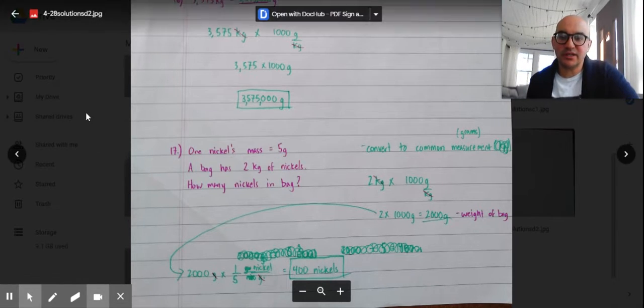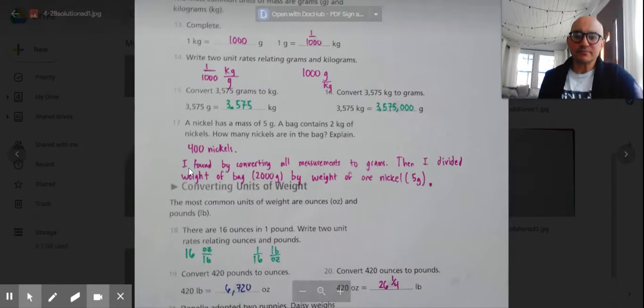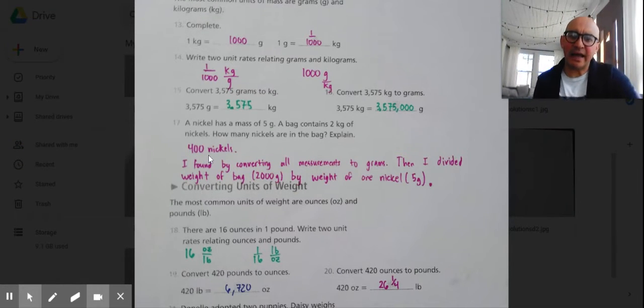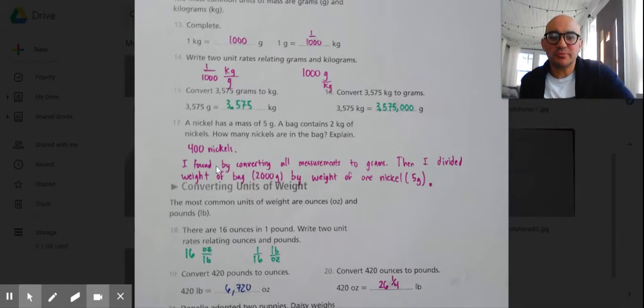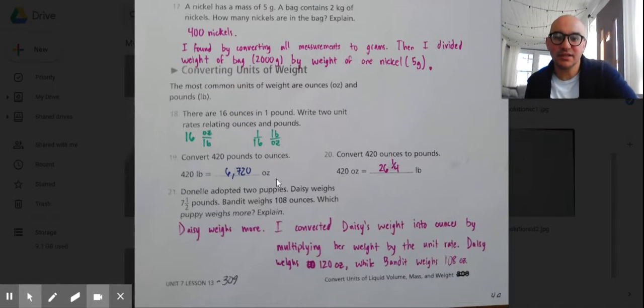So that's what I'm left with, and I'm going to take you back to my paper to just show you my explanation. So it's 400 nickels in the bag, and the explanation is that I converted all measurements to grams, and I divided the weight of the bag by the weight of 1 nickel. So how many of these little guys fits in this big guy? That's basically what division is. Okay.